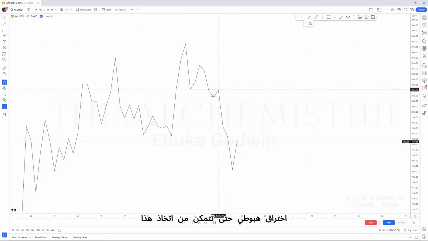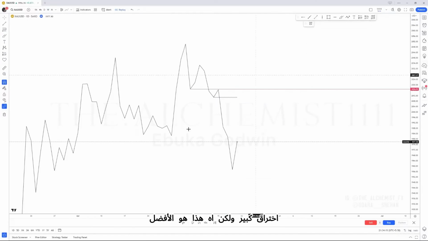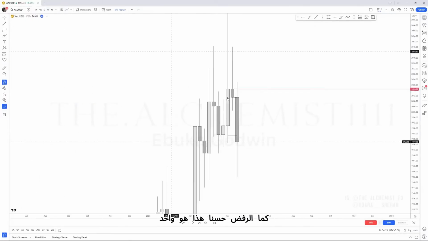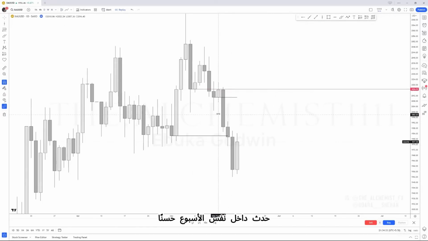So you could take this breakout, no problem, or else even this major breakout. But this is the best one, because this breakout happened in that same week as the rejection. That is one thing you need to focus on. If the breakout happened in the same week the market rejected that zone, it's the best one. This breakout happened inside of that same week. So even this is fine, but this is better.